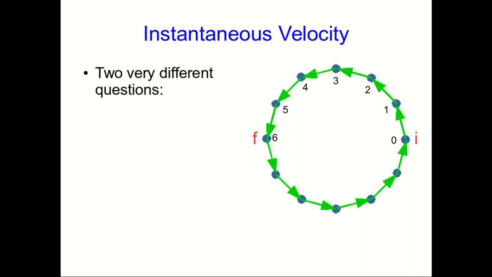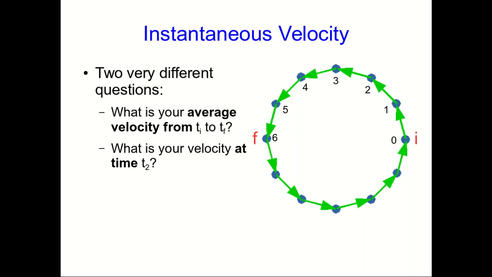And now I've just added some labels to the points, including an initial and final label. And I'm going to ask two very different questions. First of all, what is your average velocity from Ti to Tf? And second of all, what's your velocity at time t2? Now, let's think about how you would actually go about answering these questions experimentally.